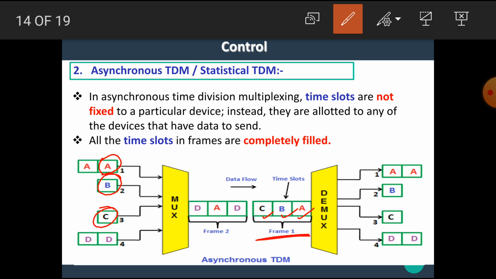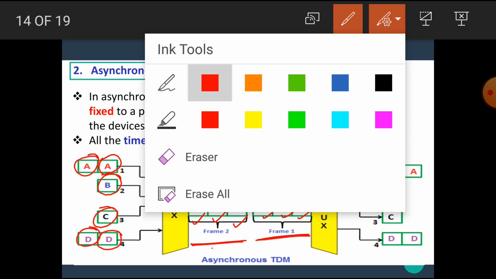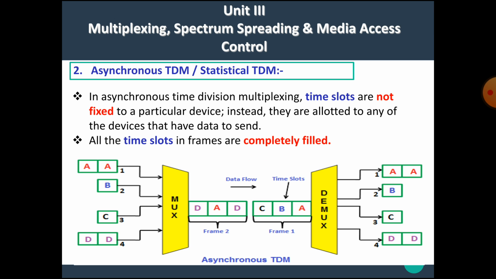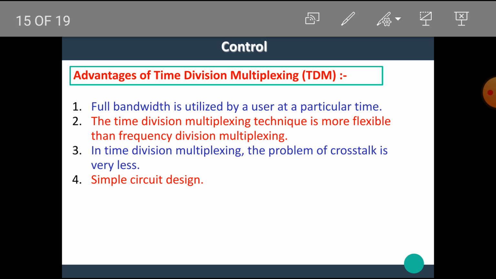Here frame 1 is complete. The second frame starts with D transmitted, then A, and then D. That means there is a continuous transmission of frames, and in this case there are no empty spaces in the frame. Okay, I hope you all understand now the asynchronous time division or statistical time division multiplexing technique.